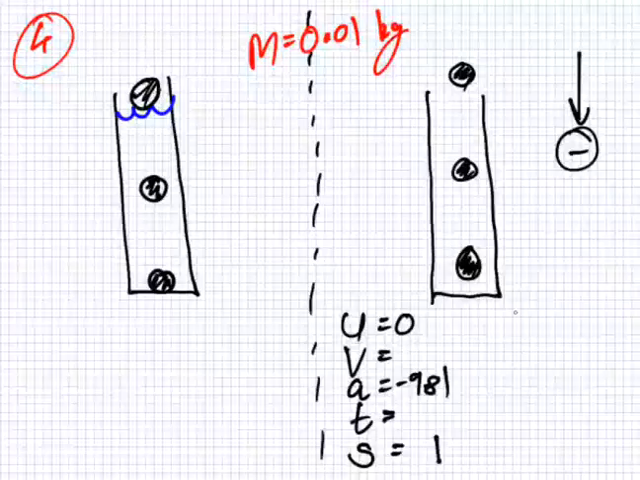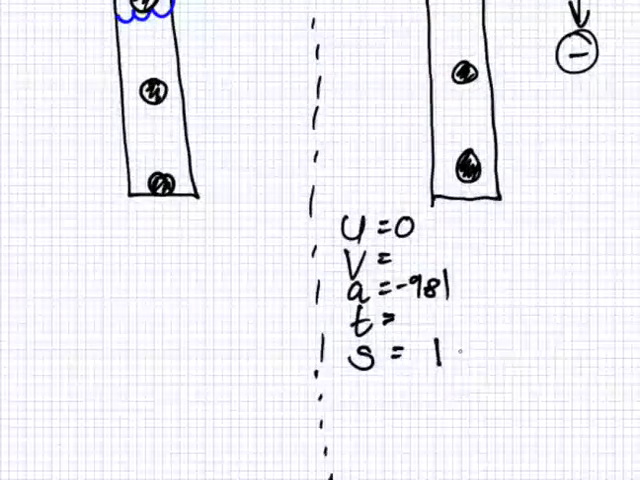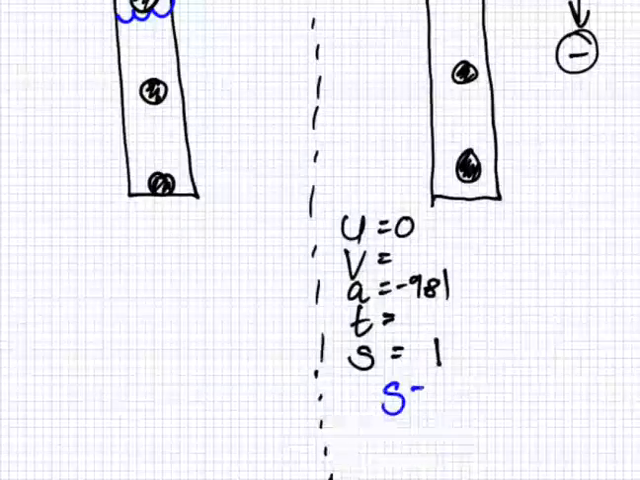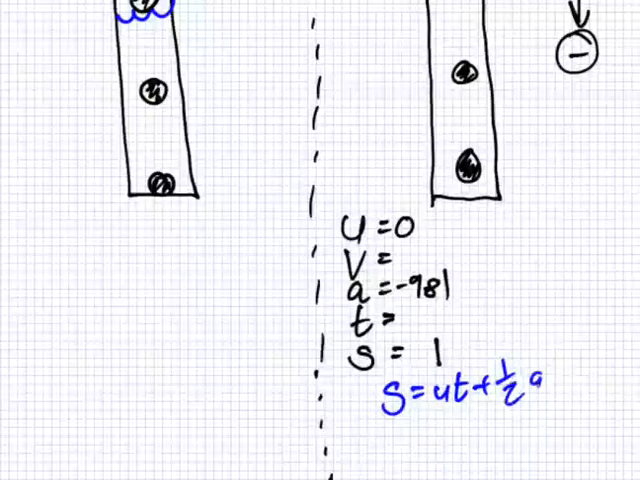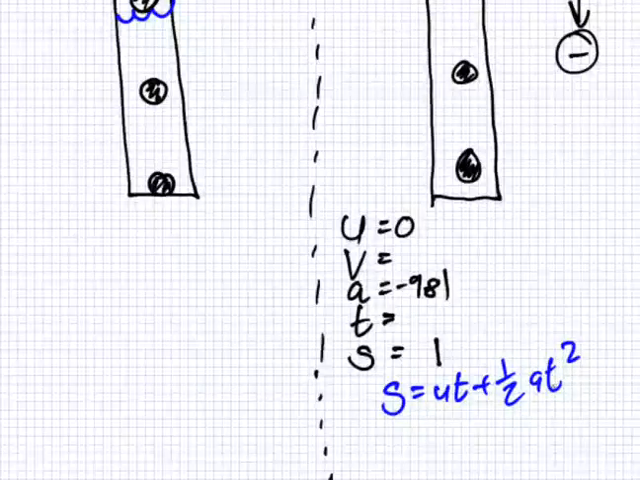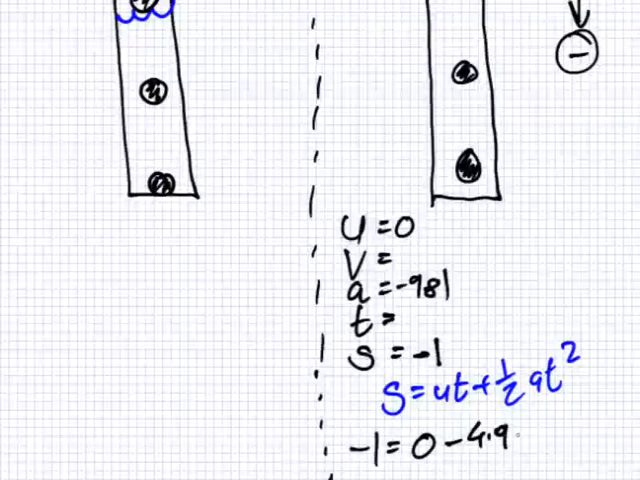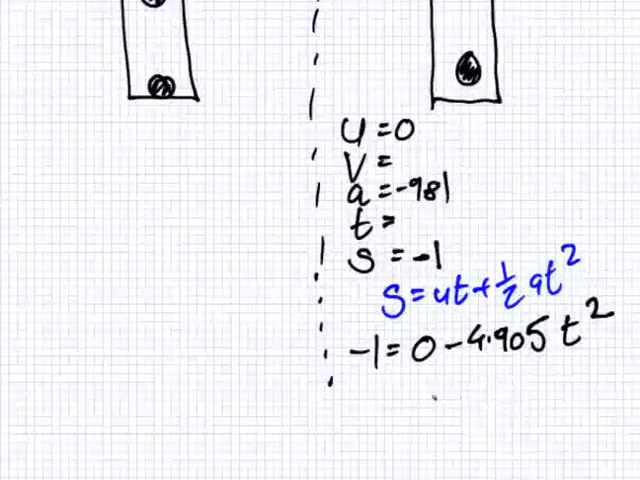Okay, so here, let's get the time. What formula should I use? I think S equals maybe? Is that right? Yeah. So now look at the mistake I made. Here it should be minus. S equals U T plus a half A T squared. So I get here the time is 0.4515 seconds.